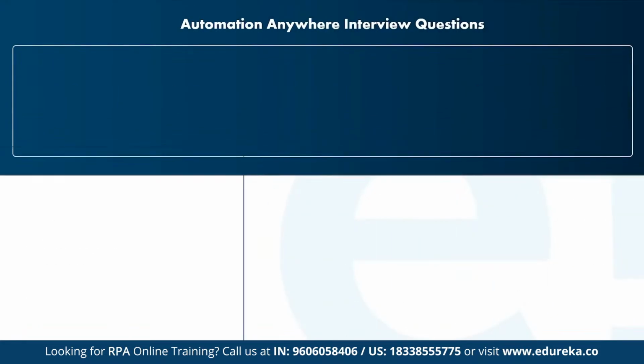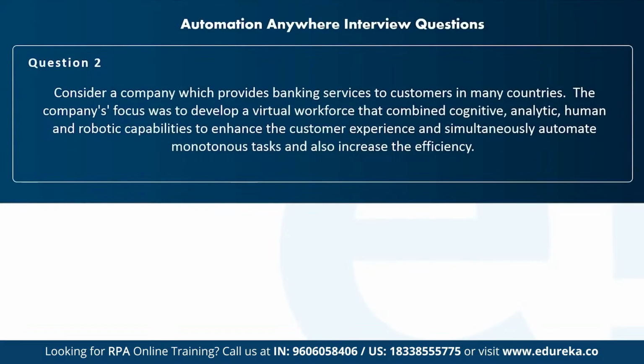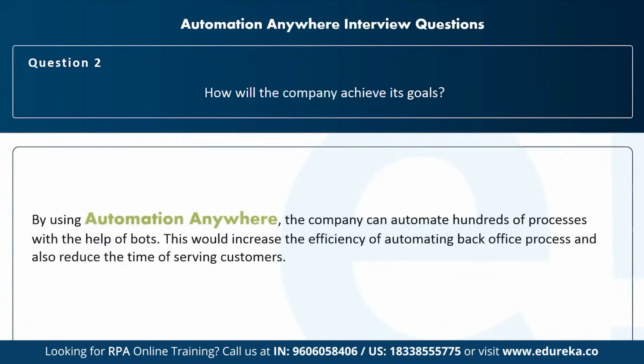Now moving on to the next scenario, let's consider a scenario of a company which provides banking services to customers in many countries. Now, the company's main focus is to develop a virtual workforce that combines cognitive, analytic, human, and robotic capabilities to enhance the customer experience and simultaneously automate monotonous tasks and also increase the efficiency. Now, how do you think the company will achieve its goals?